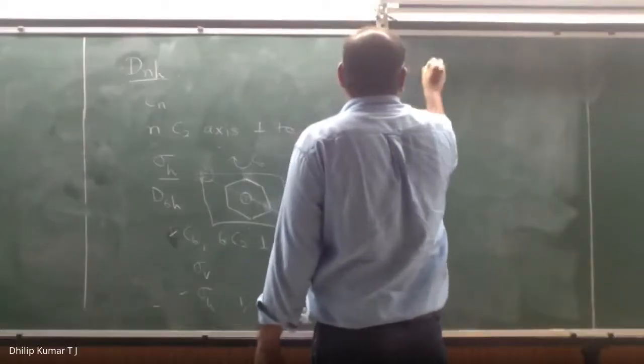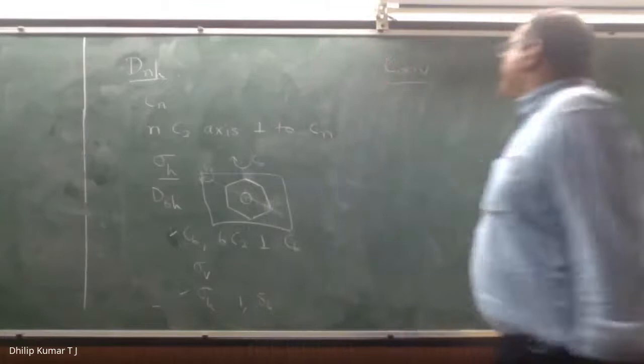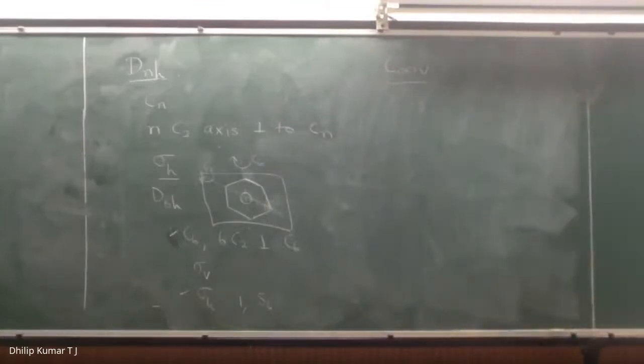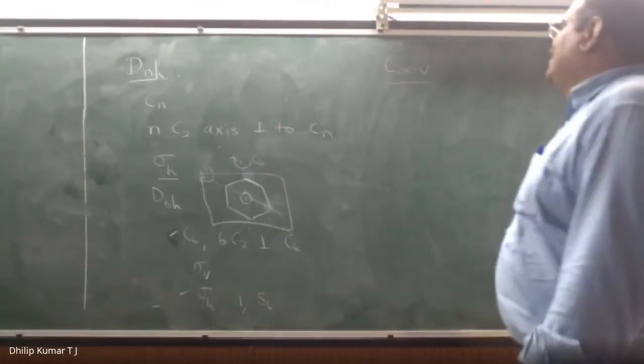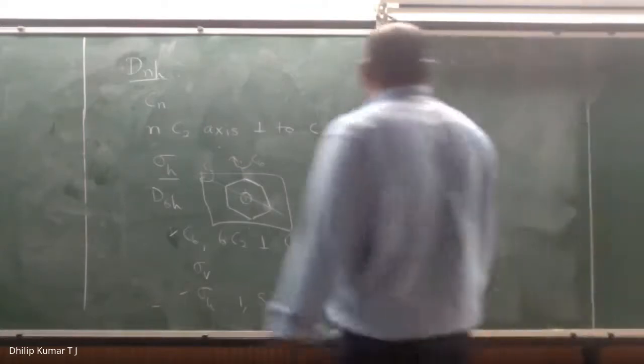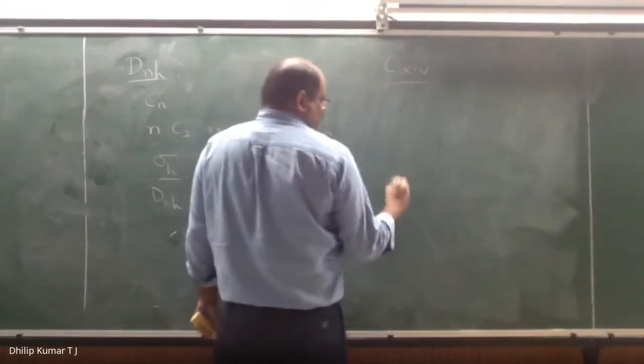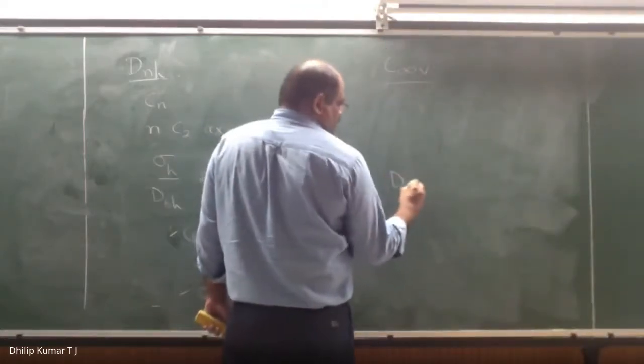Hydrogen molecule. So it's a linear molecule, C infinity V, right? So there are 2 examples. There are 2 different types of point groups. One is C infinity V. There is D infinity H.